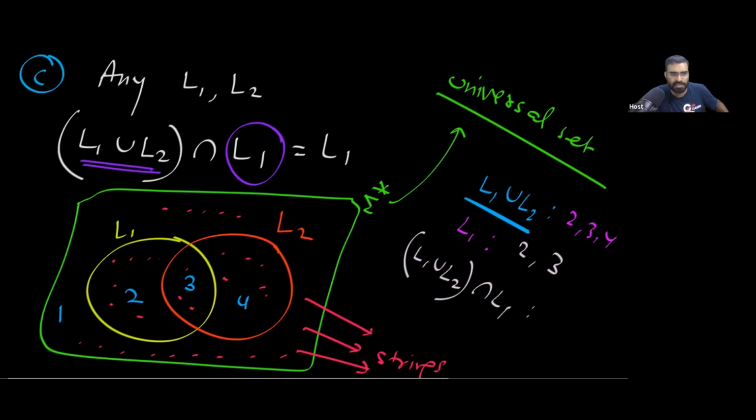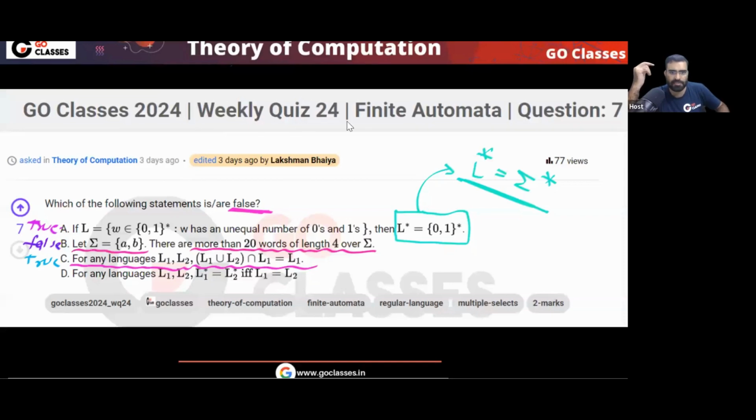If you do their intersection, what is common between these? This and this, common is 2, 3. That is your L1. So this statement is correct. Using the Venn diagram you can do it very easily. Agree or not? Isn't it simple? So this is option C. That is very true. Now tell me the next.